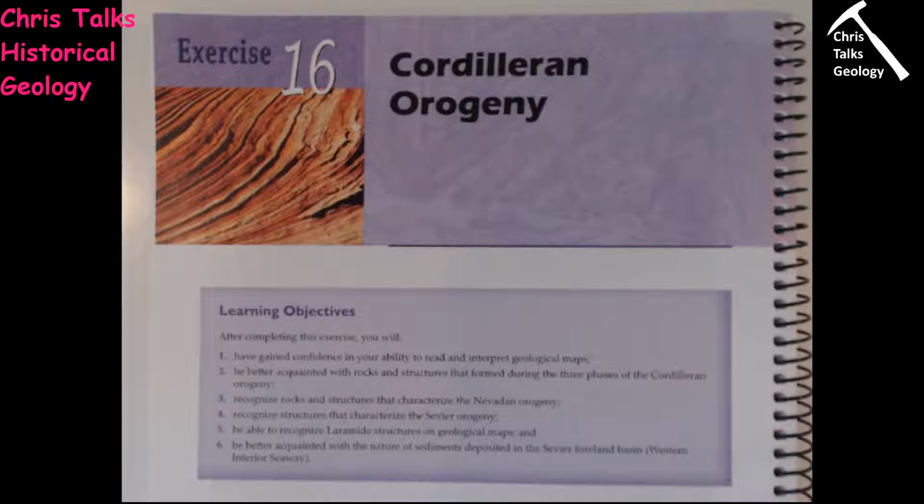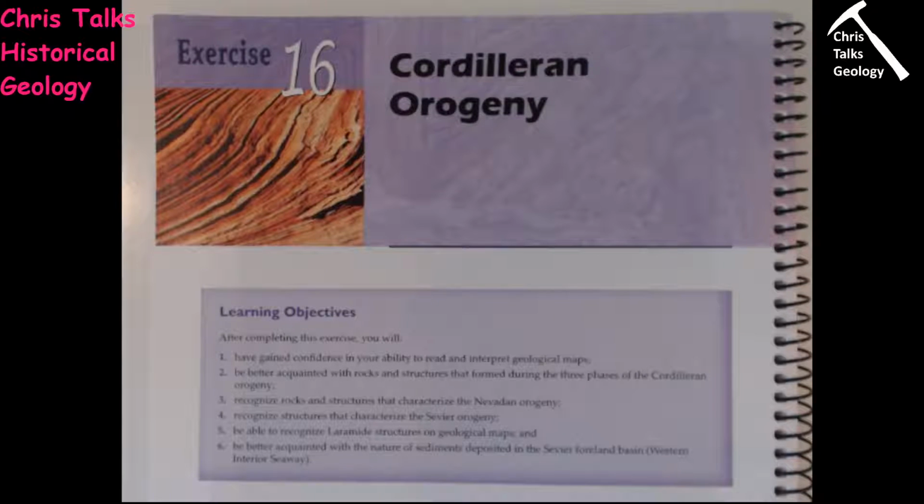So you'll be very happy to know that exercise 16 does not involve you drawing any cross sections. So yay. It does, however, require you to analyze geologic maps. So what we're going to do is look at geologic maps, and you're going to be analysing things like how deformed the rocks are, what time that deformation happened, and which one of the three orogenies is the most likely cause of that deformation.